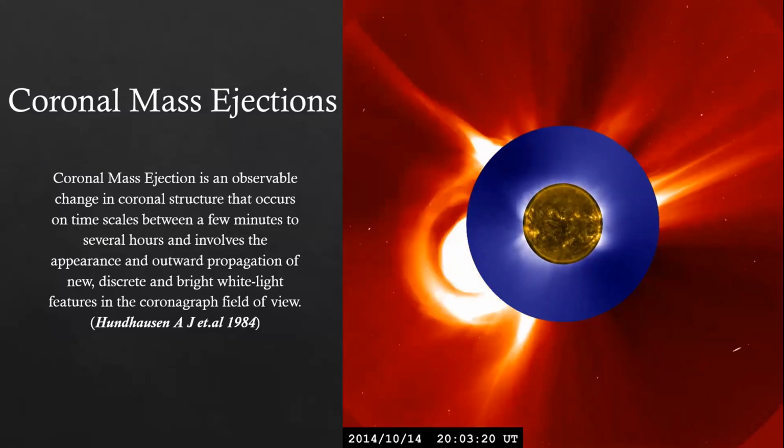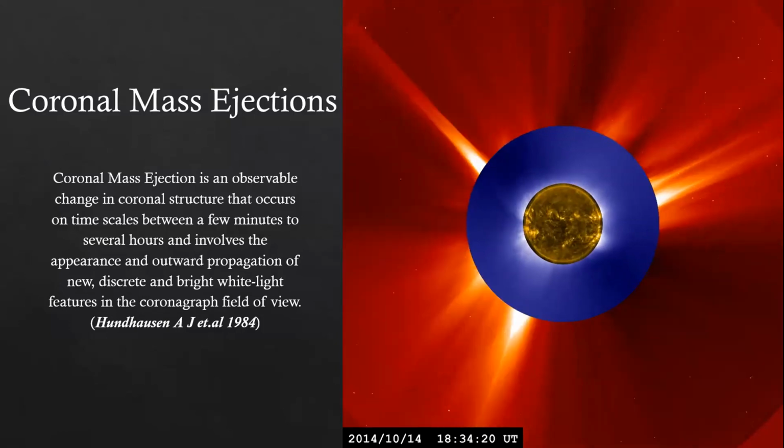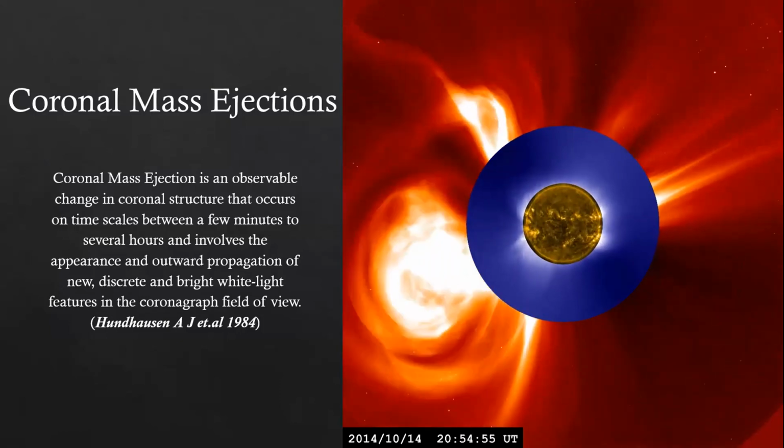This is a coronagraph. You will learn about coronagraphs in later lectures, but these are mostly seen in coronagraph images because the disk is much brighter and we block that.